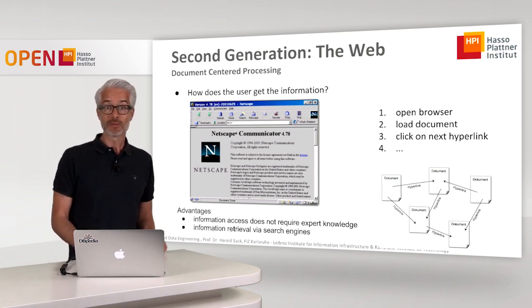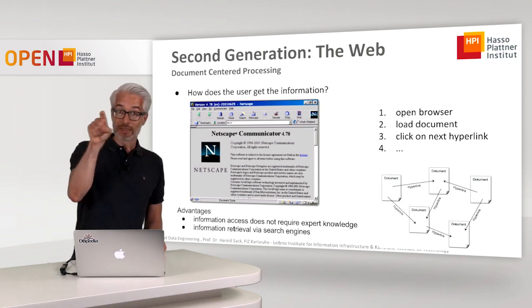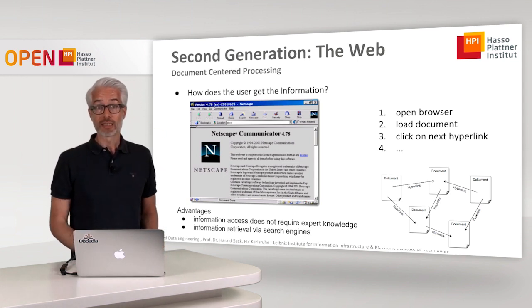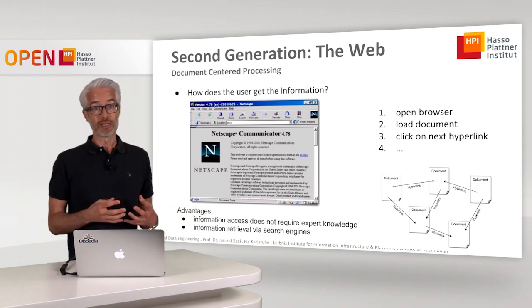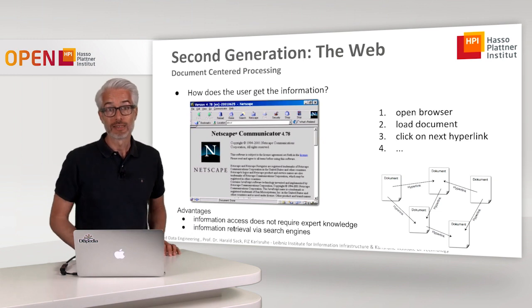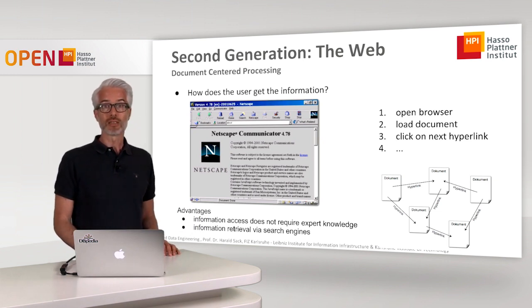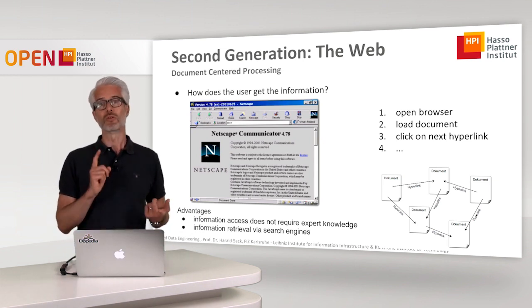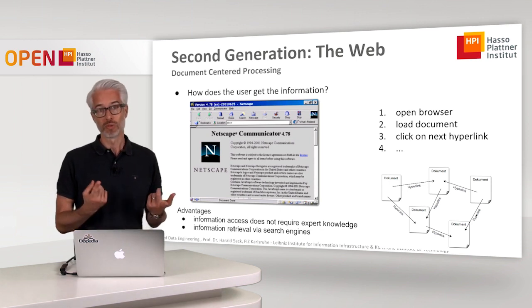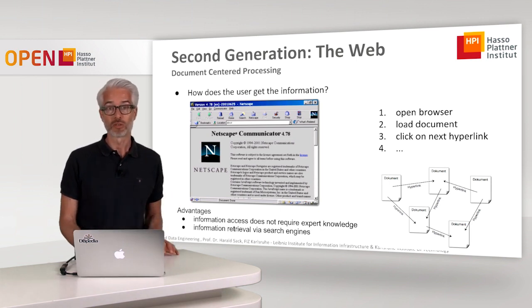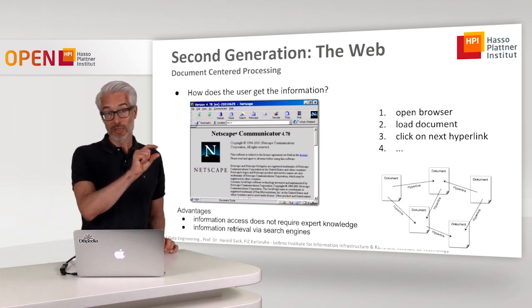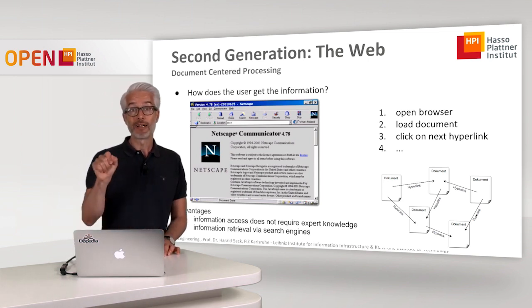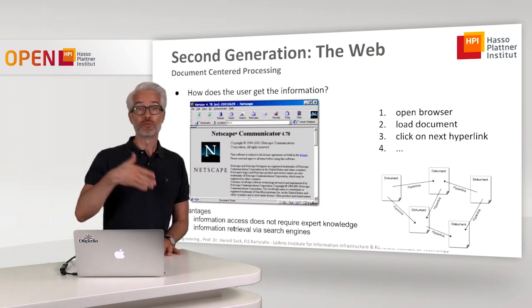And the nice thing is you can go across these edges and follow the edges in the network, like a spider, to go from one place to another. And you can do this, of course, with this nice interactive graphical user interface. So you open your browser, you load a document. For this, probably you need a URI, an address, or a pointer to an address. And then, of course, you read the document, and in the document there are links to other documents, and you simply click on the hyperlink and you follow that hyperlink.